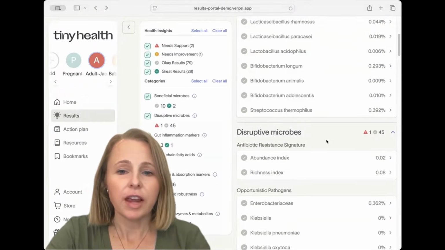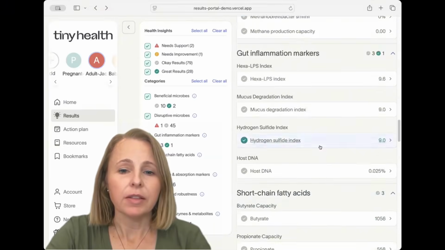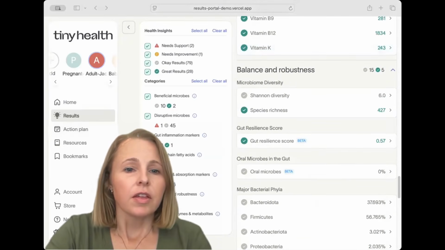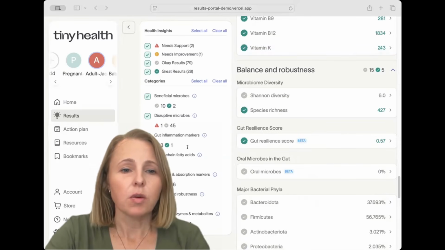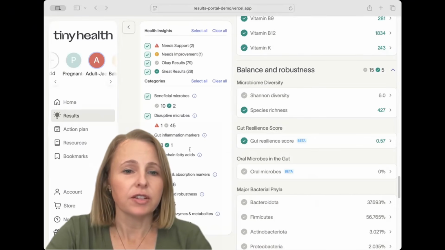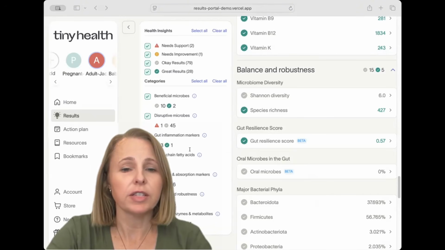The first section that I'm going to highlight is the balance and robustness section. This is important because a diverse, well-balanced gut is strongly linked to better overall gut health and more resiliency. The two key metrics here are the species richness, which tells us how many different microbial species are present. The more species, the greater range of potential benefits.